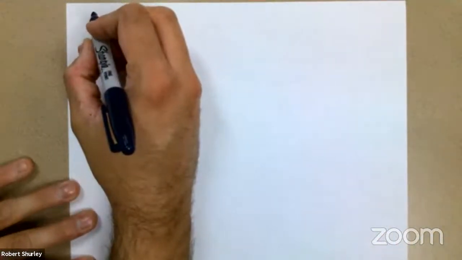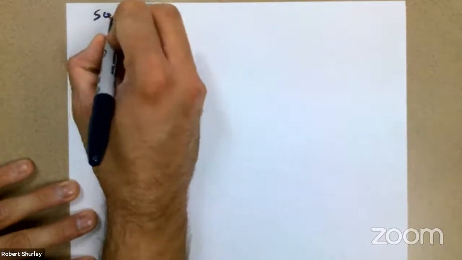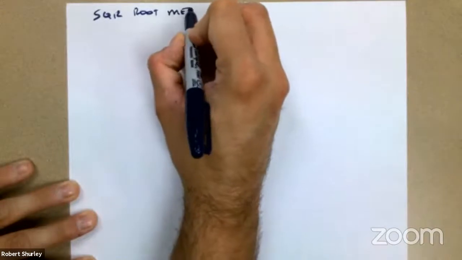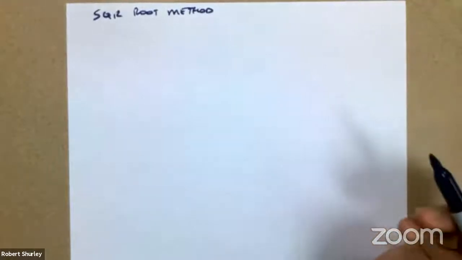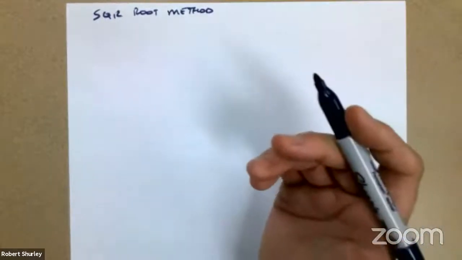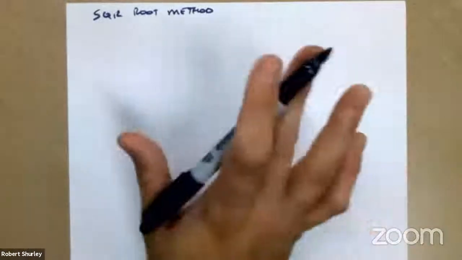Okay, let's go to the square root method. The square root method is nice. We could have actually used it on the difference of squares. But the square root method says, look, if you take the square root of both sides, and we really have to have the quadratic set up in a nice particular way, you have to attach a plus or minus.